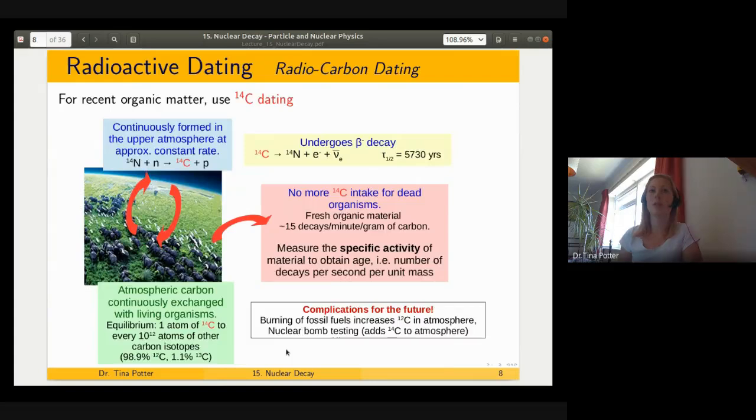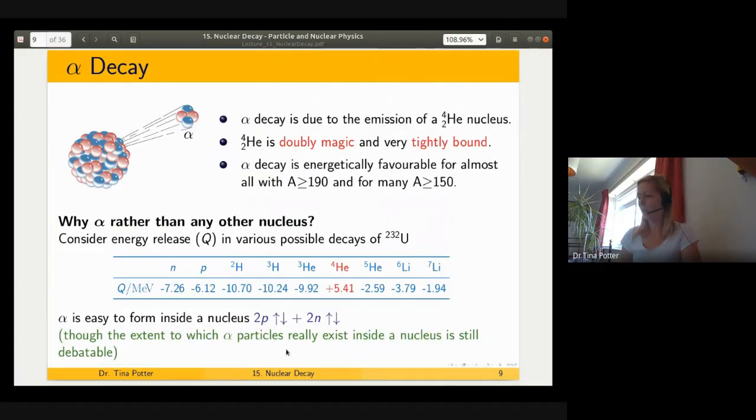So let's jump into alpha decay here. Alpha decay is one of our simpler nuclei. It's 2 protons and 2 neutrons. It's our helium nucleus. It's doubly magic, 2 neutrons, 2 protons, magic numbers for both, and that means that it's incredibly tightly bound. What we find is that it's the most favorable nucleus to eject for many heavy nuclei.